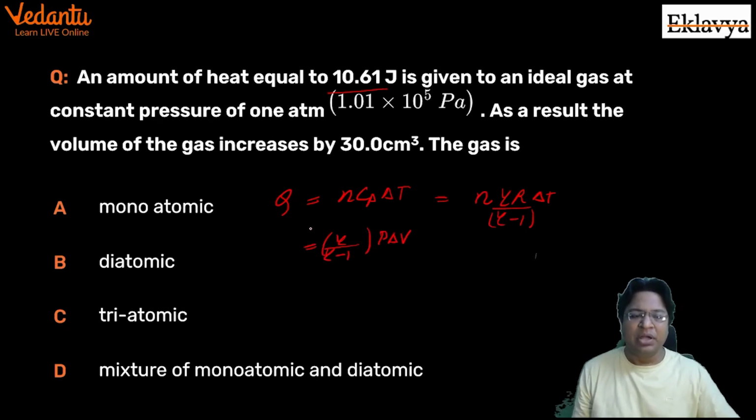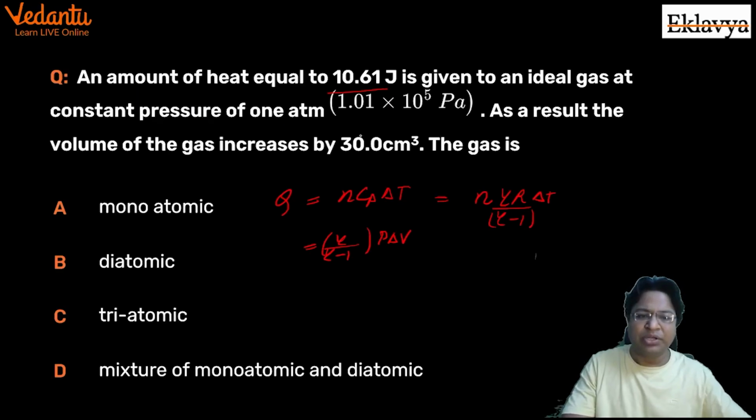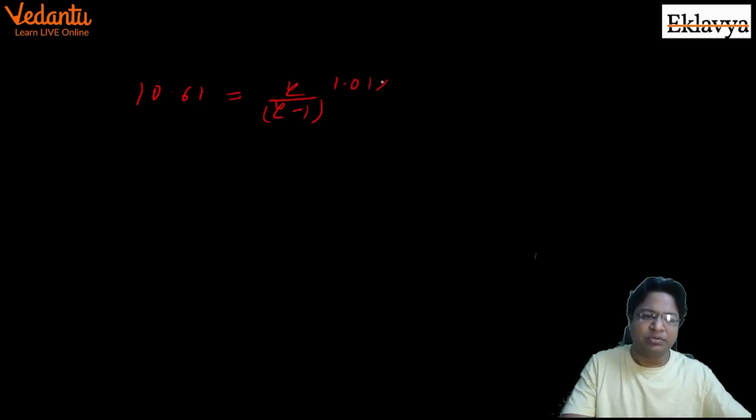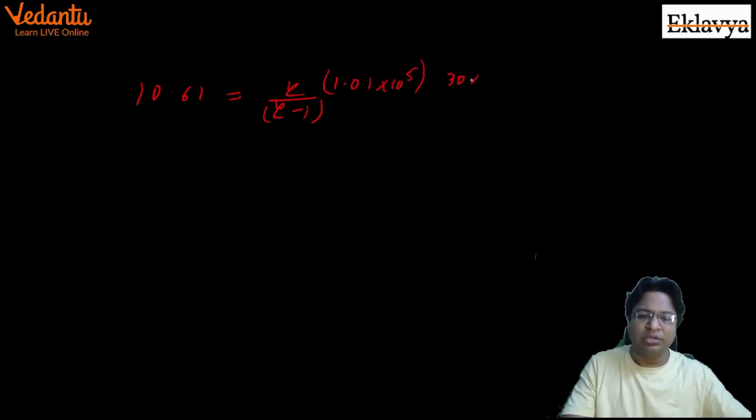For example, Q is given to us as the amount of heat. So 10.61 is equal to gamma upon gamma minus 1, into pressure. Pressure is 1.01 into 10 raised to power 5, and then delta V. Delta V is 30 centimeter cube, so 30 into 10 raised to power minus 6 meter cube. When we finish this calculation, we will get the value of gamma.